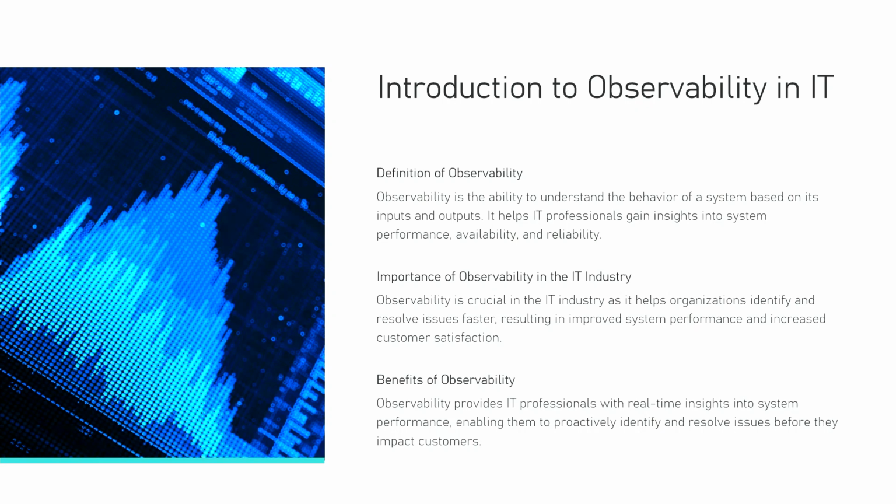So when we look at observability, it's something that is very crucial in the IT industry because this is how you are able to resolve issues faster. This is how you're able to make your system faster as far as the performance is concerned. And it also helps you with customer satisfaction.